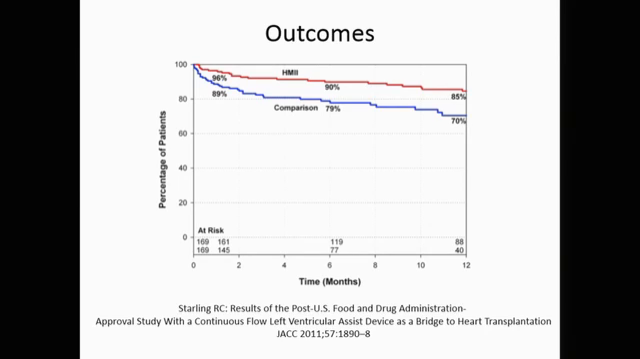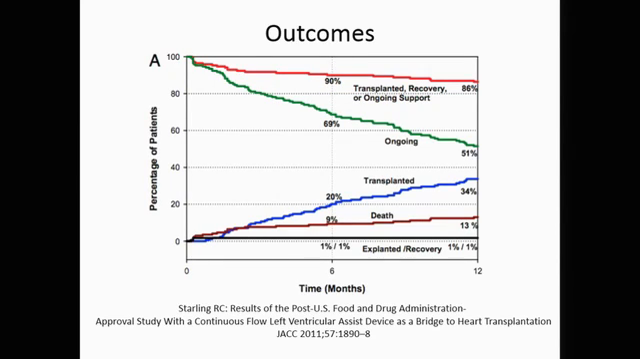Now, this is very nice data from Starling. And basically it shows that in Starling's hands, the HeartMate 2 was better than all of its alternatives. They were all pulsatile devices when he published this study. And you can see that out to 1 year, he had an 85% survivorship with continuous flow devices, basically a HeartMate 2. This is actually how Starling's patients do. You can see that about a third of them get transplanted, about 1% of them get explanted.